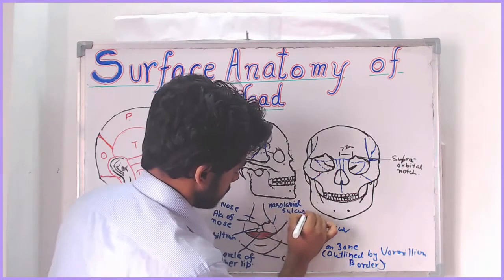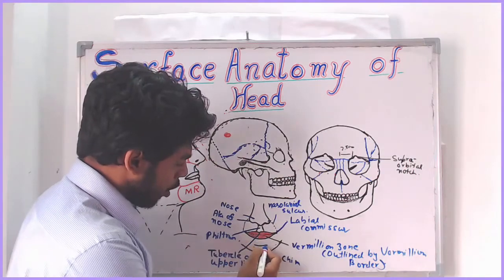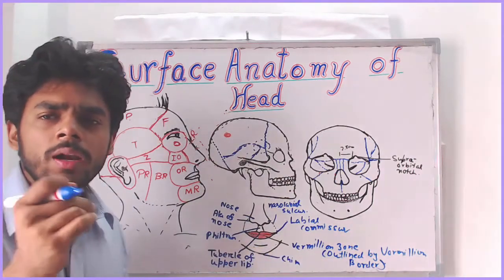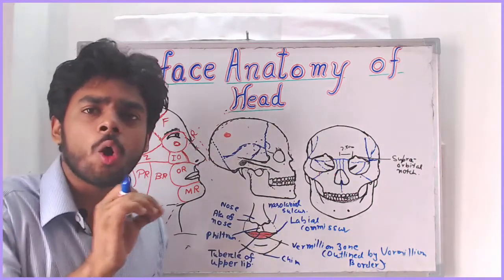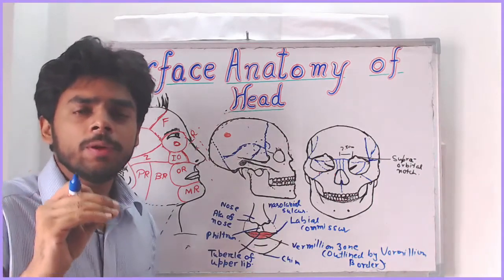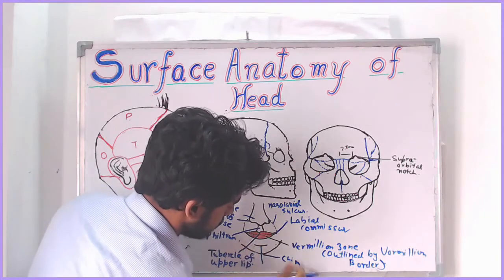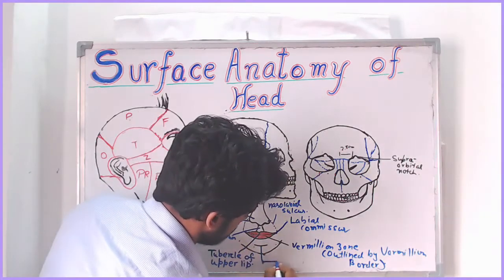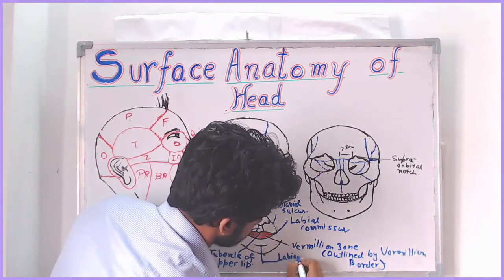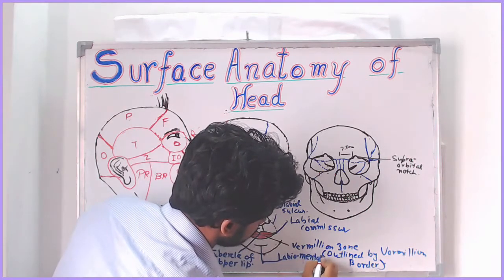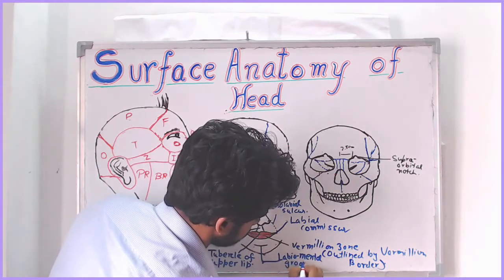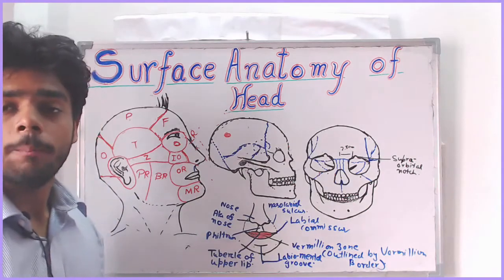And we have a horizontal groove. The lower lip is separated from the chin by a horizontal groove called the labiomental groove. This is called the labiomental groove.